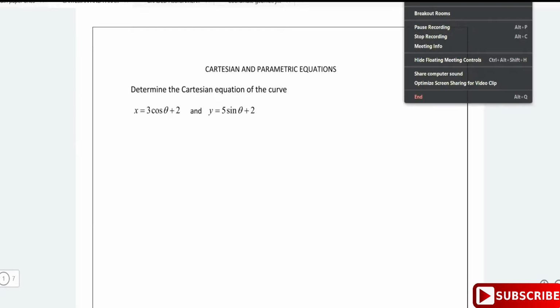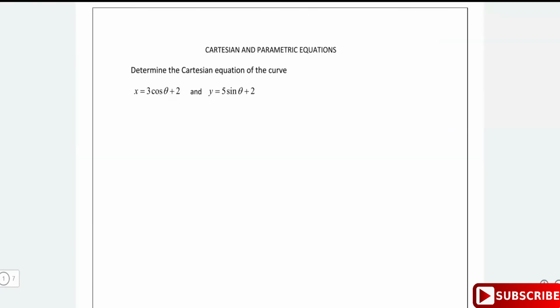In order to do that, we start with this one which has cos and this one which has sine. But guess what we do know? We know that sine squared theta plus cos squared theta is equal to 1. So what we need to do is make cos theta the subject on this side, sine theta the subject on this side, square both of them and add.